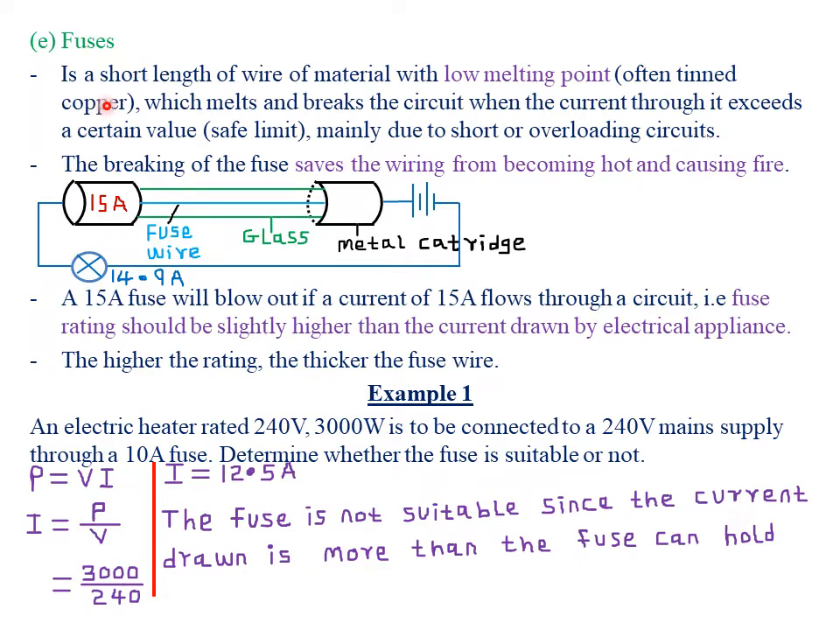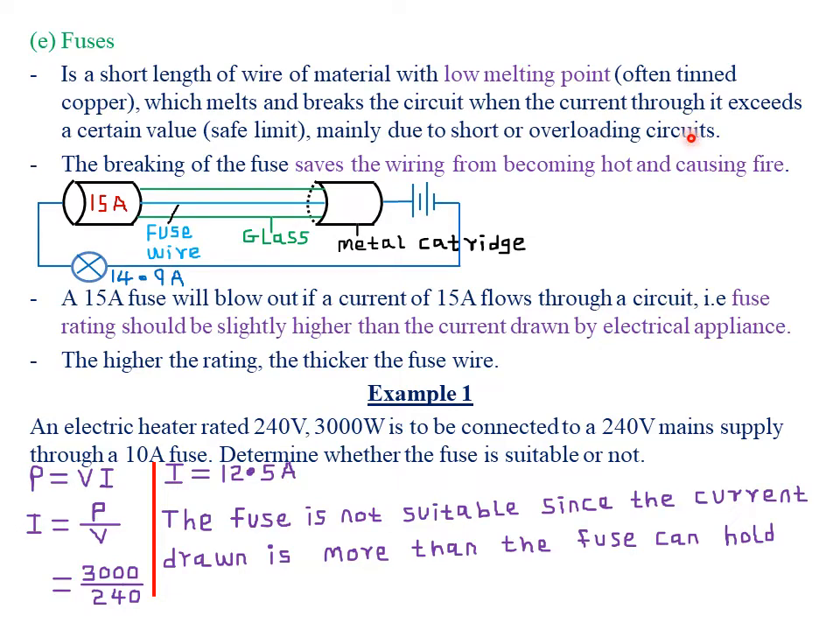And the reason why we use tinned copper is because copper has a low melting point, so it melts and breaks the circuit when the current through it exceeds a certain value, what we are calling the safe limit. So the reasons that can cause our fuse wire to break are short circuiting. The other reason that can cause our fuse wire to break is overloading the circuit.